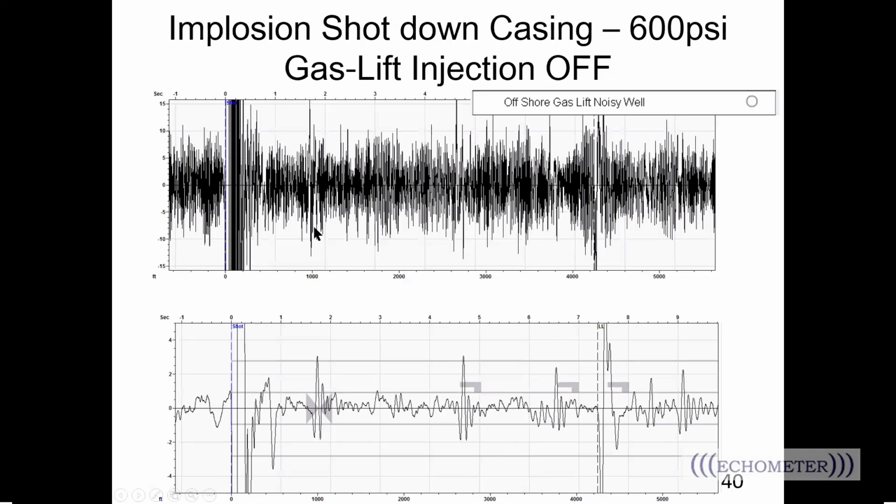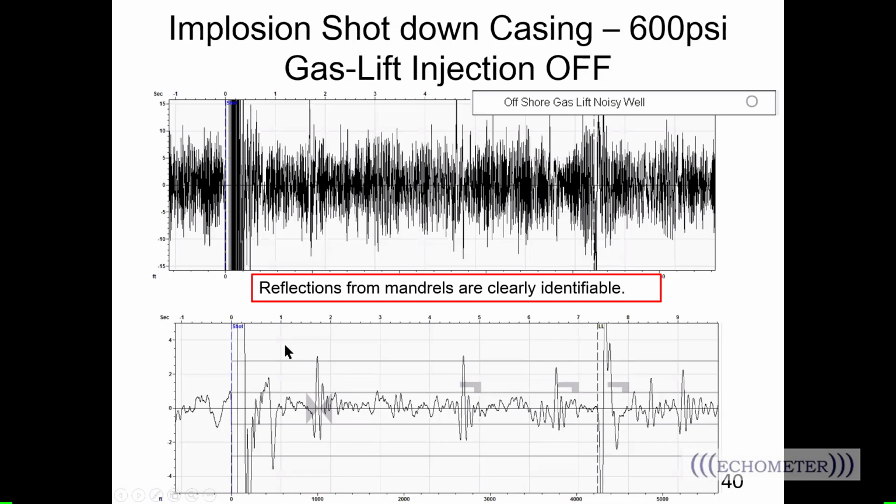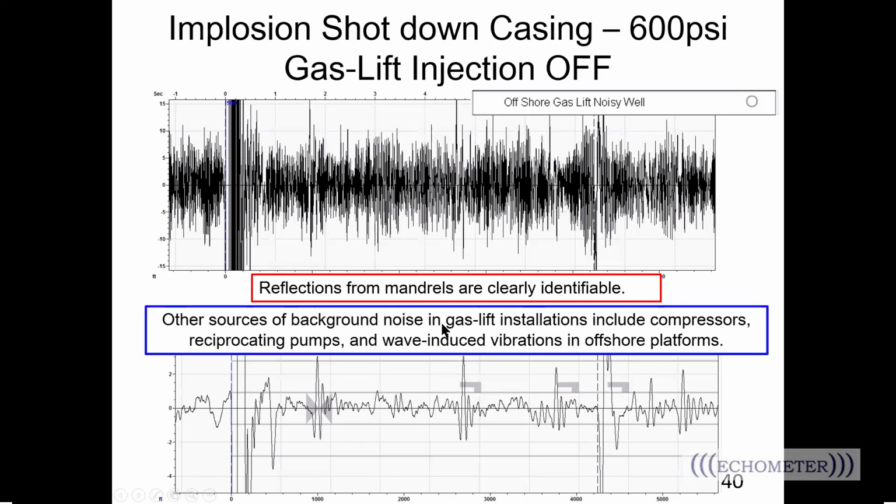So this is that same well with the gas lift injection turned off. And so we see the mandrels. There's our subsurface safety valve. We see the kicks across those mandrels. They're much more clearly identifiable. Other sources of background noise in gas lift installations include compressors, reciprocating pumps, and we've even seen wave-induced vibrations in offshore platforms. I'm sure some of you guys have seen that too.